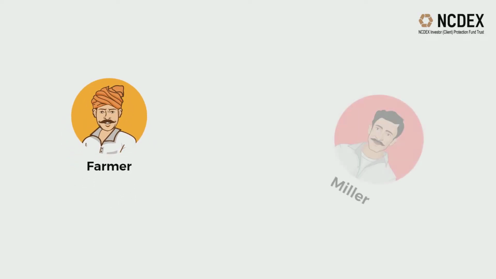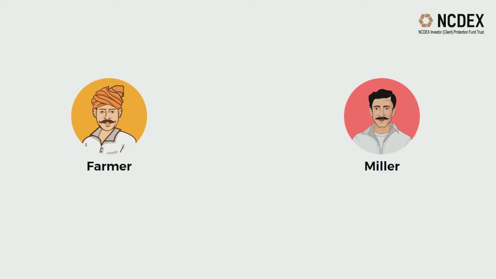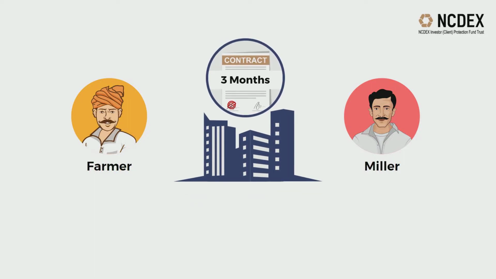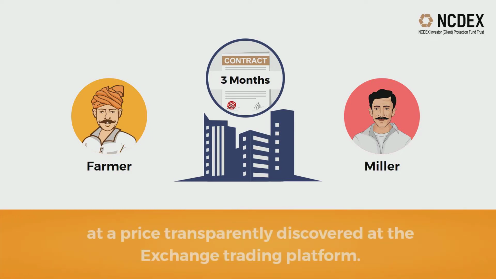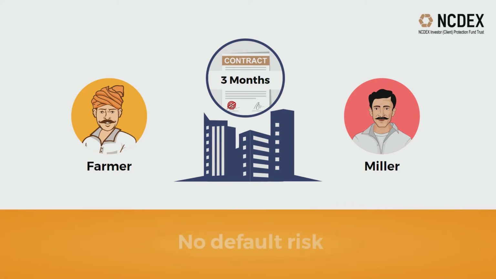Scenario 2. The farmer and the miller individually register as clients of trading members of an exchange. The miller buys a 3 months chana futures contract, and the farmer sells a 3 months chana futures contract, at a price transparently discovered on the exchange trading platform. As both the farmer and the miller pay clearinghouse stipulated margins, there is virtually no default risk, as the clearinghouse becomes counterparty to all trades executed on the exchange platform.